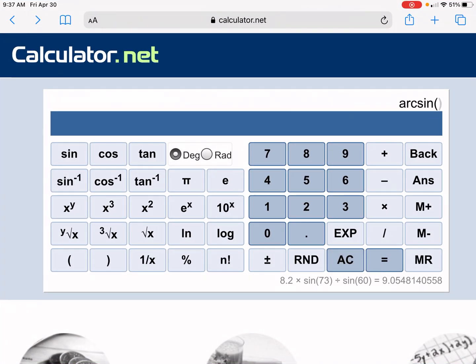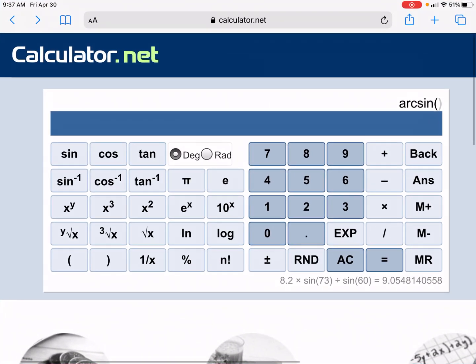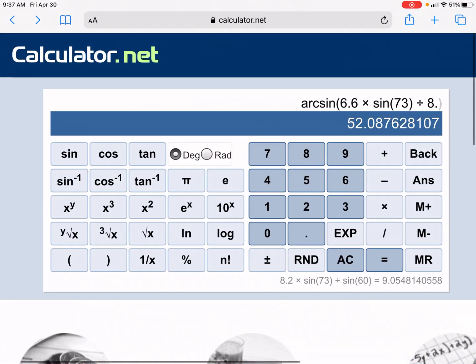So inverse sine, or sine -1, of 6.6 times sine 73, close parentheses, divided by 8.1. So my answer comes out to about 51.2.